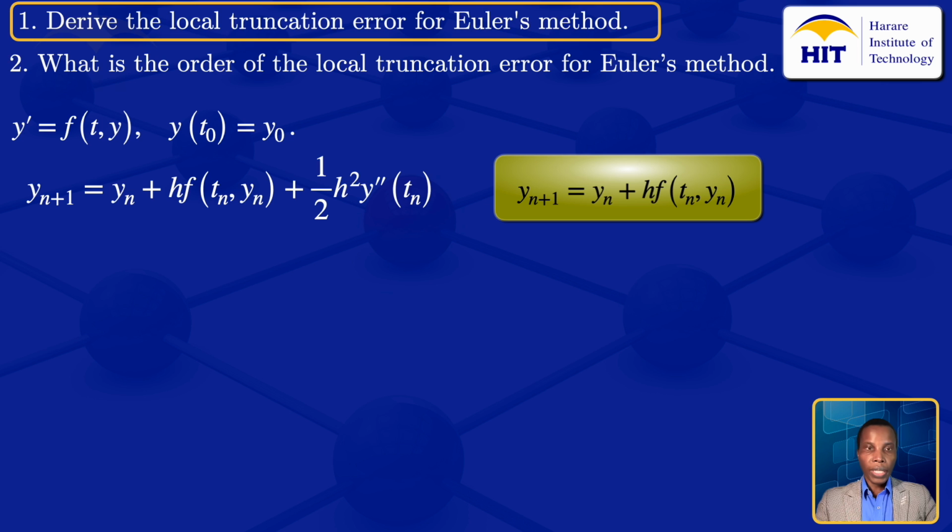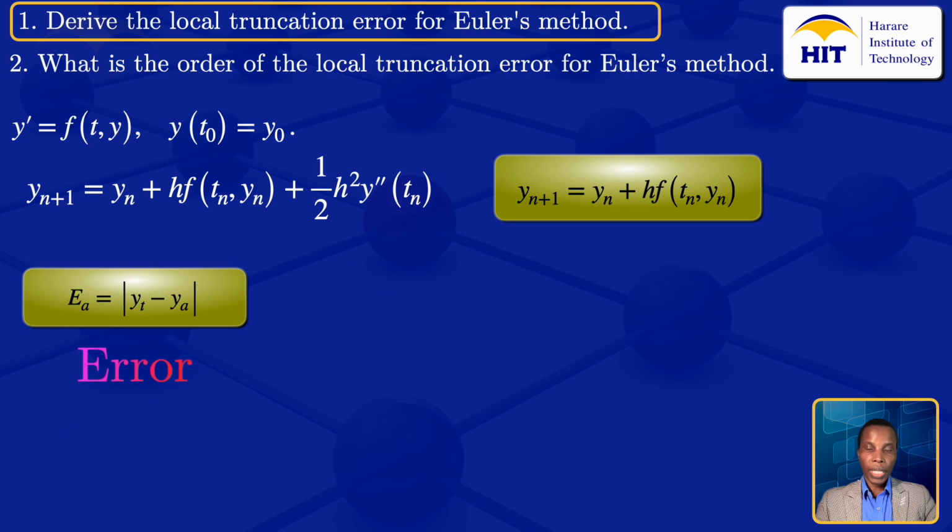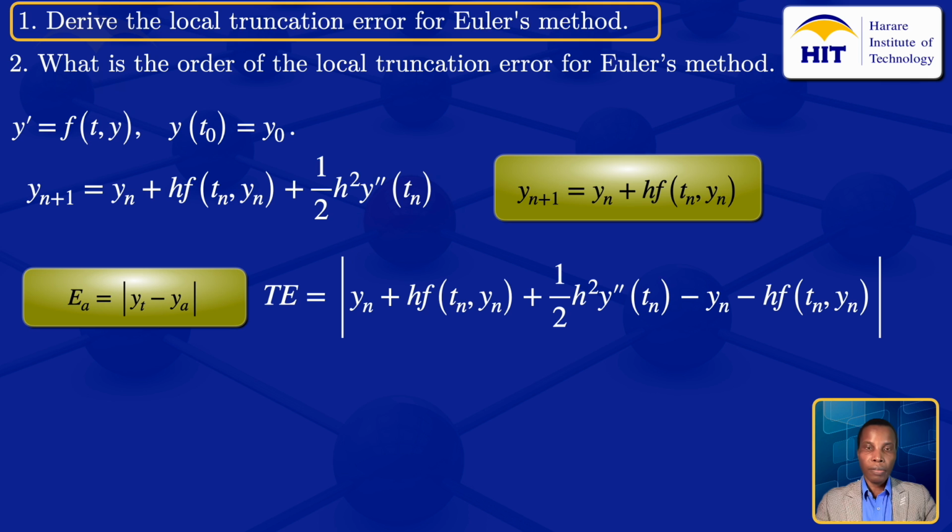Now for us to get the error, if you still recall, the error is the difference between the true value and the approximate value. The approximate value is the one obtained by Euler's method, this one, and the true value from the Taylor expansion is this one here. So the truncation error will be the difference of those two. And this part will cancel out so that we remain with the absolute value of half multiplied by h squared multiplied by y prime prime evaluated at t n.